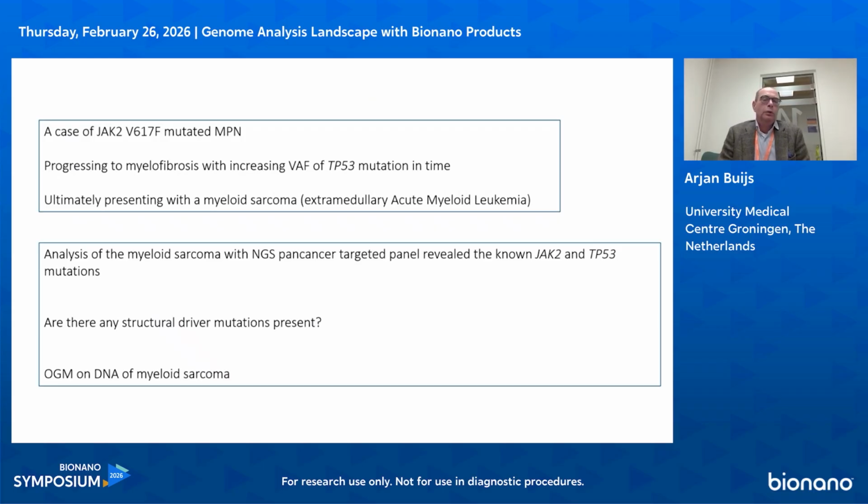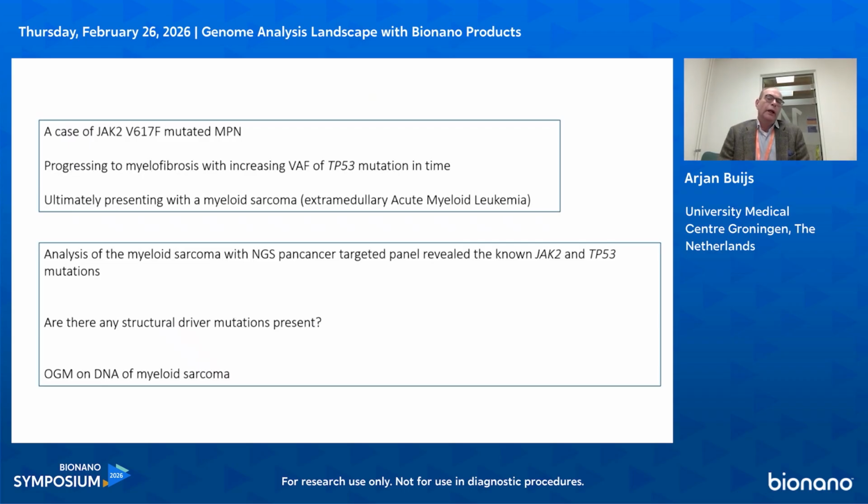And I would like to end with a case of a myeloproliferative neoplasm that has the classical JAK2 mutation, and that was progressing to myelofibrosis with an increasing allele frequency of a TP53 mutation in time. And this ultimately presented with a myeloid sarcoma, which is an extramedullary acute myeloid leukemia.